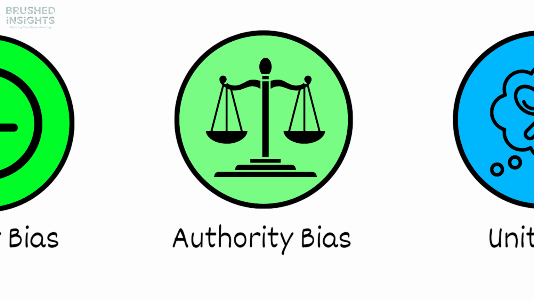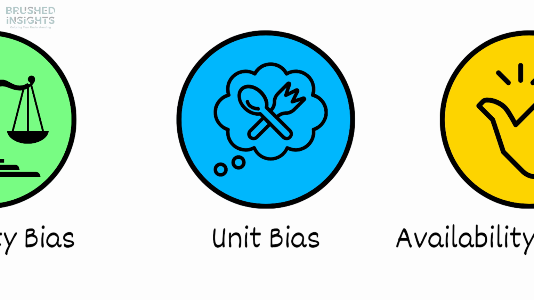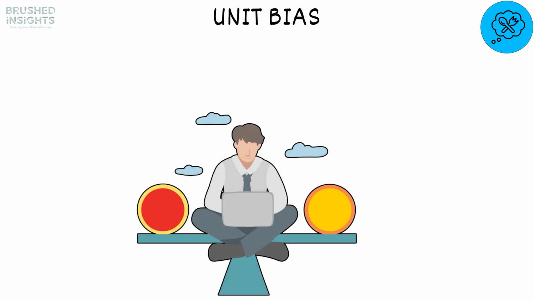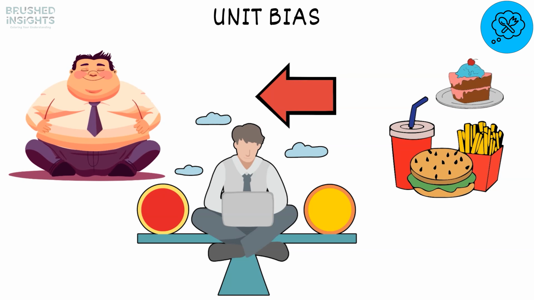Authority bias. Authority bias is the inclination to assign higher credibility to the opinion of an authority figure, regardless of the content of the opinion. Unit bias. Unit bias refers to adhering to suggested standard quantities such as food serving sizes perceived as appropriate, leading individuals to consume all of it even if it exceeds their personal needs.